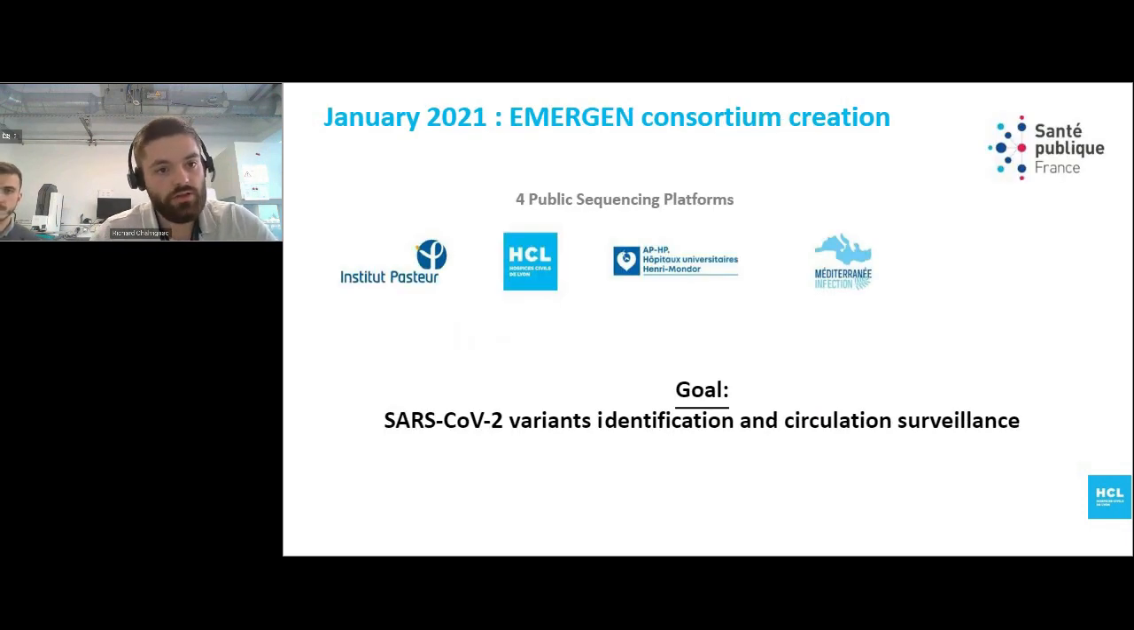Following this, in January 2021, the EMERGEN Consortium was created. Basically, four public sequencing platforms were set up: at the Institut Pasteur, in our lab in the Hospices de Lyon, APHP, and IHU in Marseille, with Santé Publique France, which is basically a health authority in France. For the four public sequencing platforms, there was one main goal, which was SARS-CoV-2 variants identification and circulation surveillance. I'm going to let Quentin explain to you the workflow that was set up for this goal.